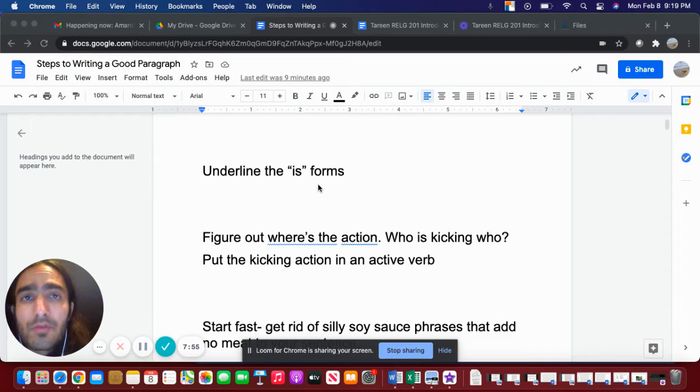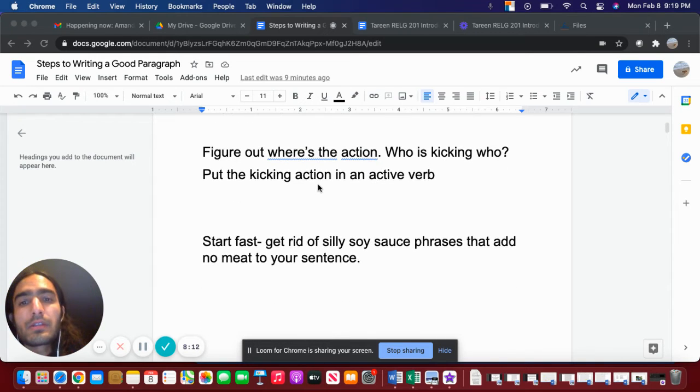And so when you get rid of the "is" form, you're really challenging yourself to figure out where the action is happening in your sentence. Identify that and then put an active verb in there, because the active verb is usually concealed and has disappeared because of your sentence's problems. So you always want active verbs in your sentences.